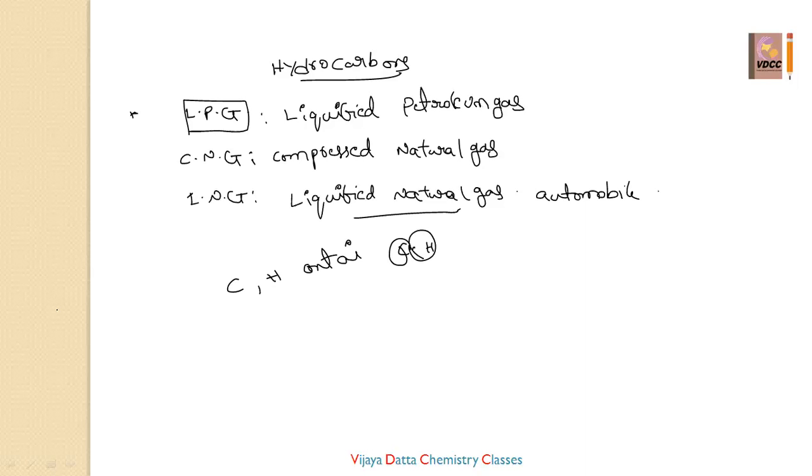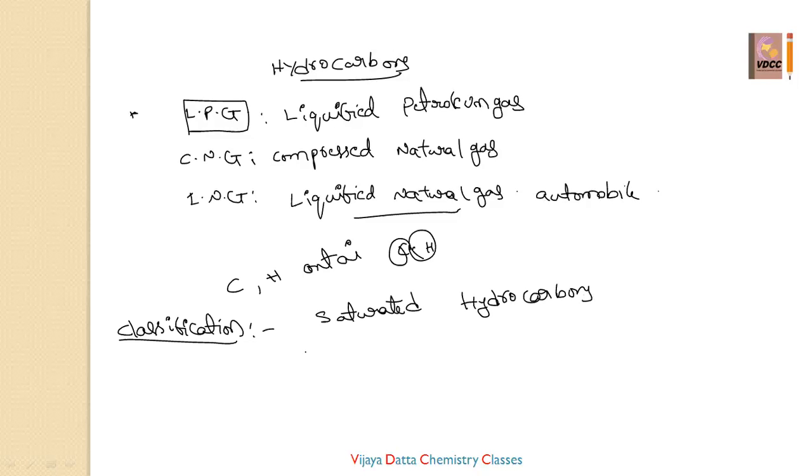Let us see the classification of hydrocarbons. Here we can see two types of hydrocarbons. The first one is saturated hydrocarbons. Another one is unsaturated hydrocarbons.